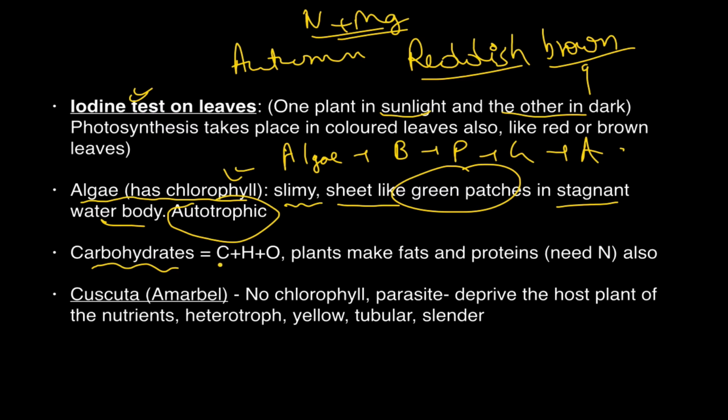Now carbohydrates is C plus H plus O, and plants make fats and proteins because they need nitrogen, because they want to make proteins, and obviously they make fat. So now this is the composition of everything.